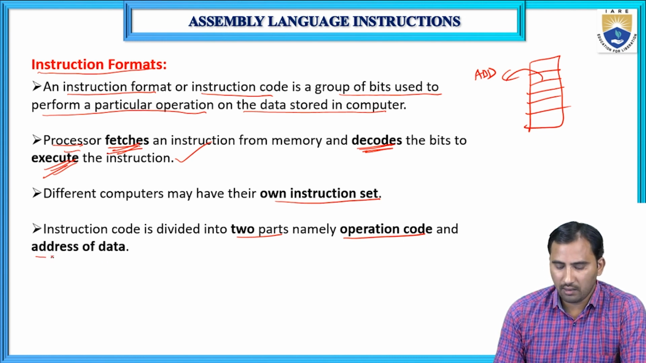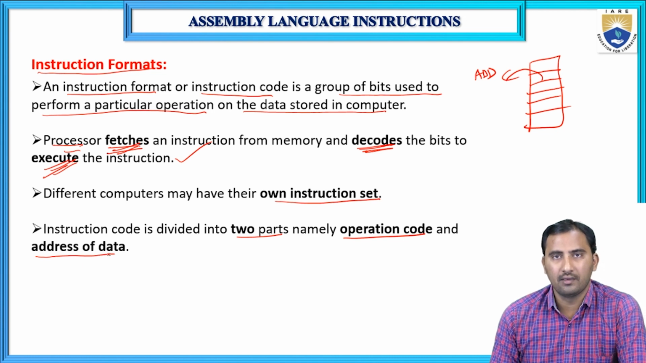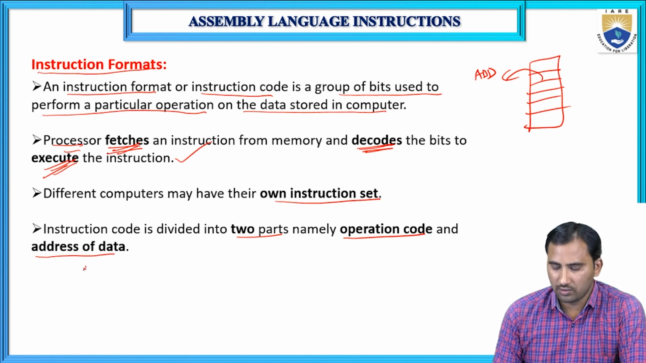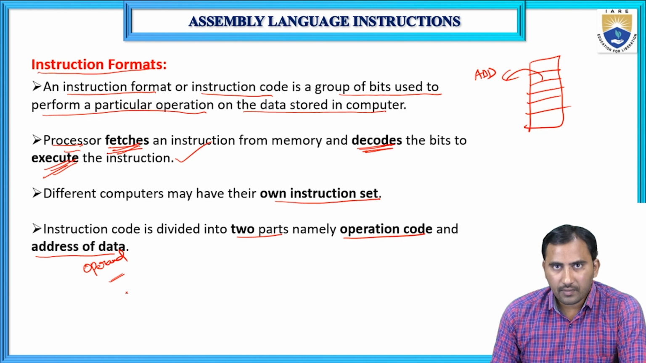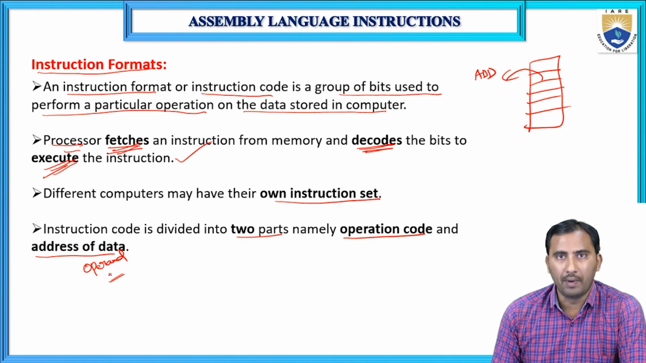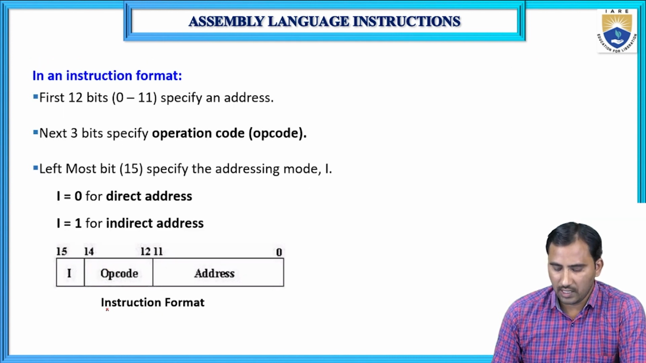And the other field is the address field. Address field, or we can also call it the operand. Operand is nothing but the data on which we are performing the operation. That is called the operand. Okay. So here you can see the instruction format. Mainly it consists of two fields: opcode, and operand or address of the operand.